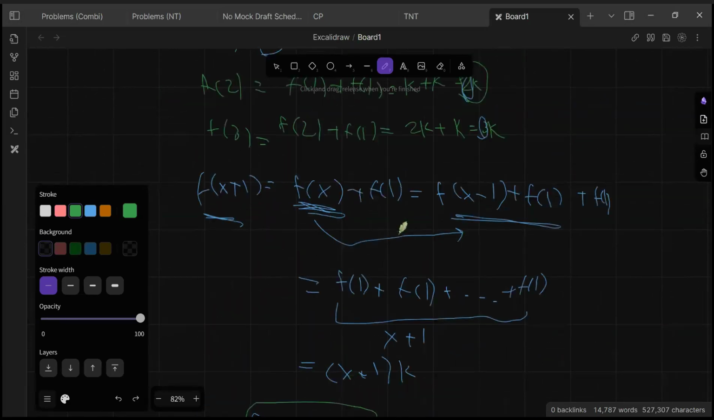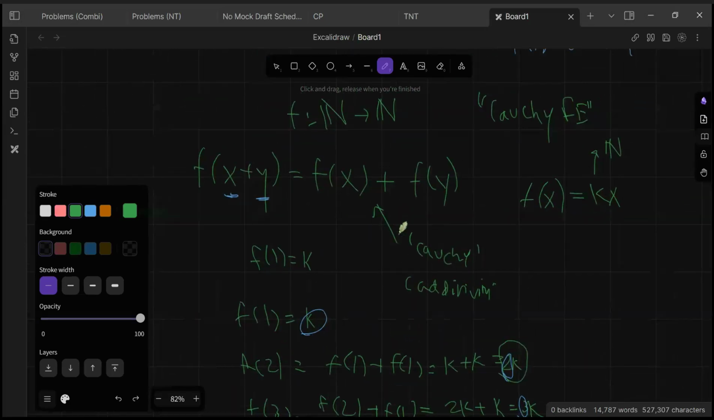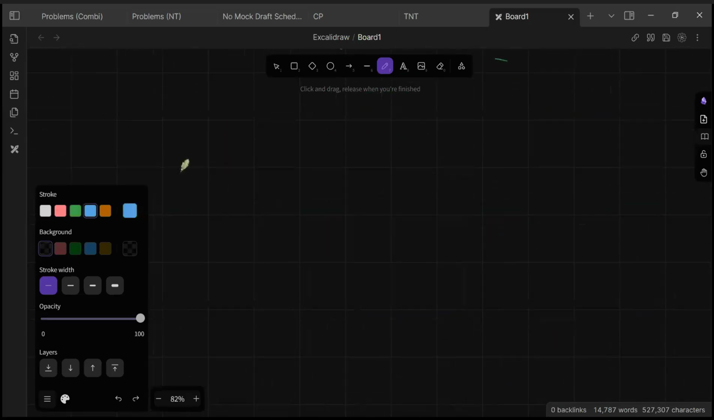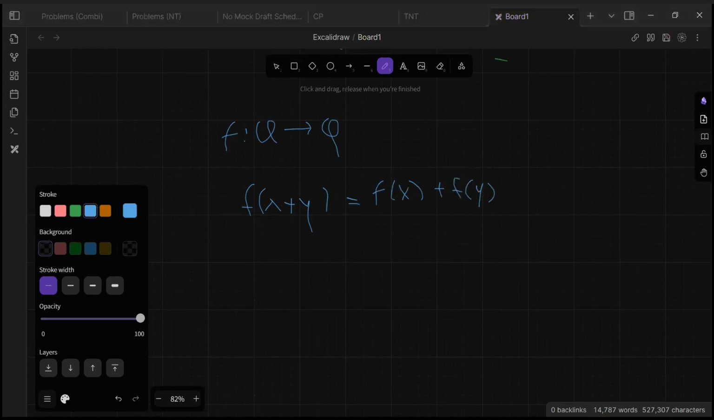But now let's move on to rationals. What happens if f goes from Q to Q? And we ask the same question. f goes from Q to Q. Q are the rationals. And we have f of x plus y is f of x plus f of y. Does someone want to guess what the solutions are for this?